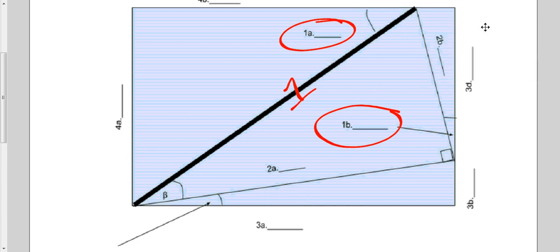Does anybody have a value for 1A? Yes. What do you got, Jet? Alpha plus beta. So Jet says that is alpha plus beta. And how did you justify that, Jet?